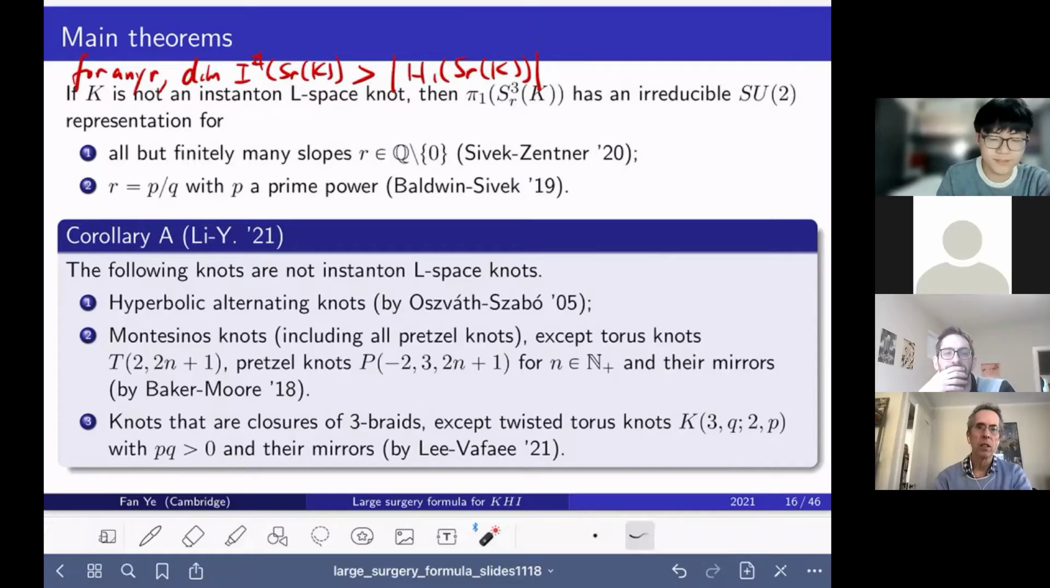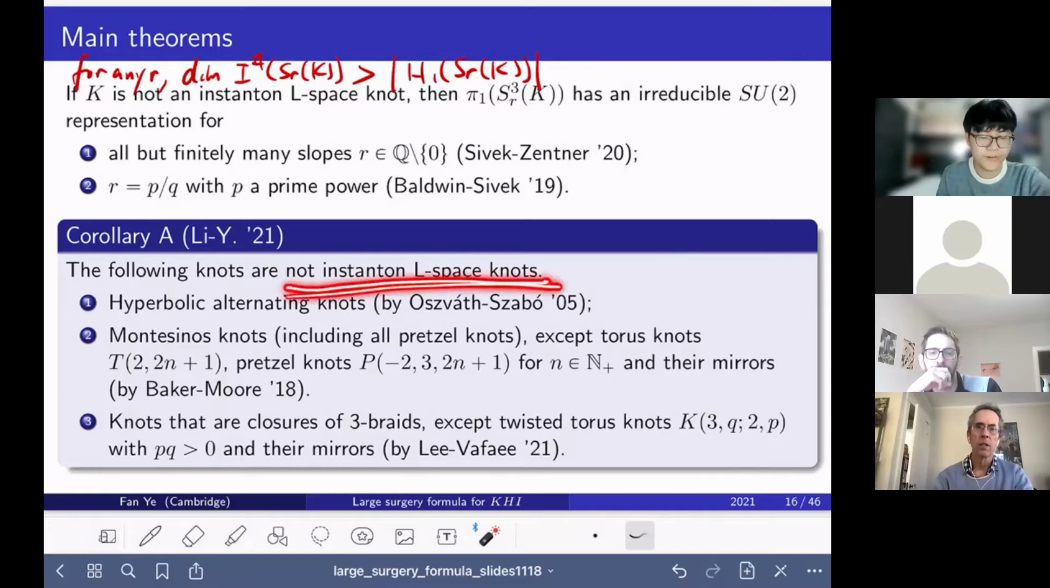The first case is that this holds for all but finitely many slopes R, and this is a result by Sivek and Zentner. The second case is that if R is p over q and p is a prime power, then this fundamental group always has an irreducible SU(2) representation. This is a result by Baldwin and Sivek. And we can use this criteria to find that some knots are not instanton L-space knots.